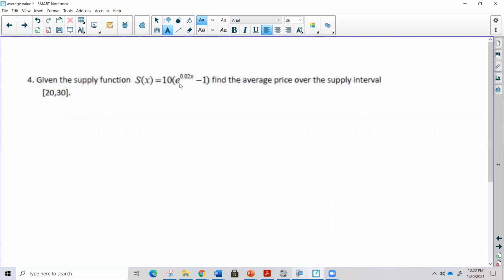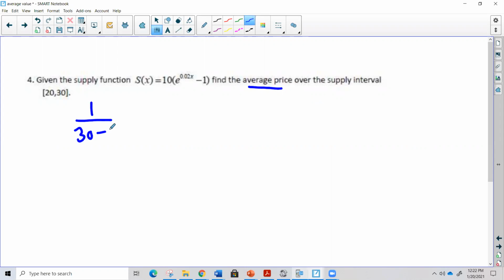Okay, so one last example about average value. Given the supply function, S of x equals 10 times the quantity e to the 0.02x minus 1, find the average price over the supply interval 20 to 30. Okay, so I want the average price, which again is the average value that I would get from this supply function. And so to do that, I use my formula again, which is 1 over b minus a times the integral from a to b of my supply function.